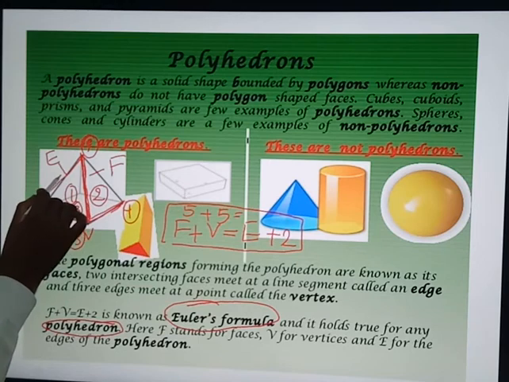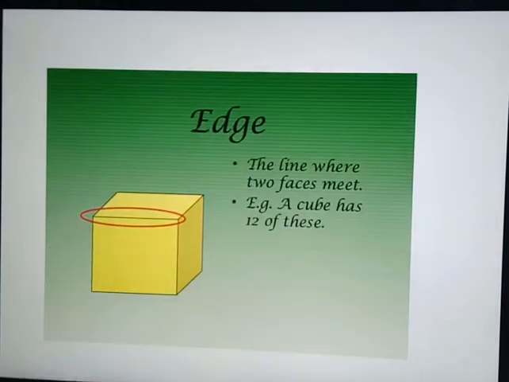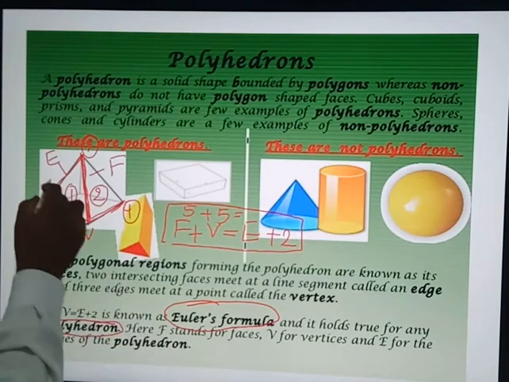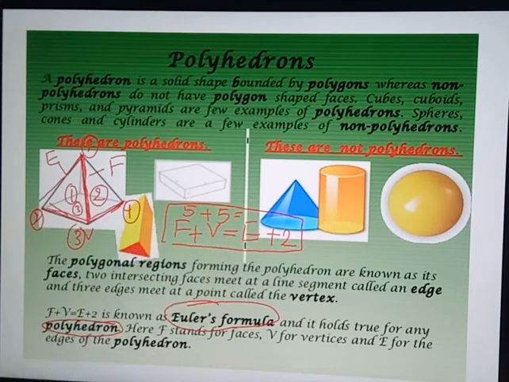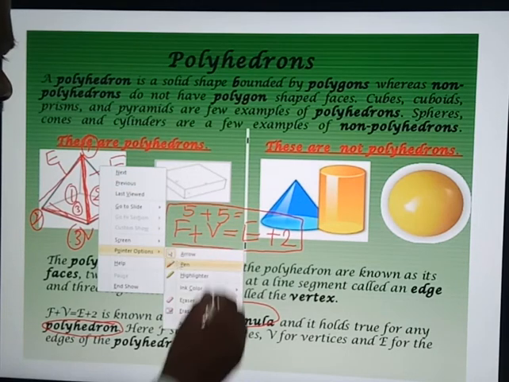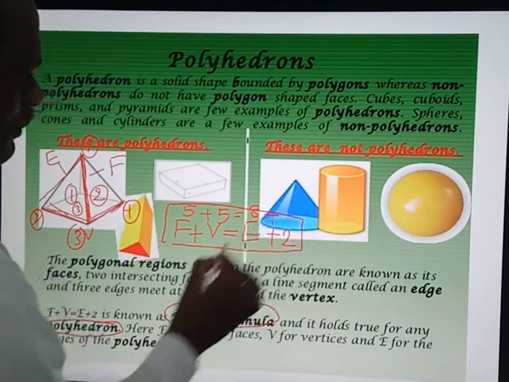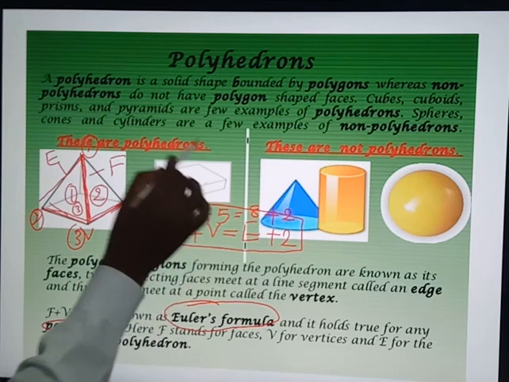Count the number of edges here. Edges on the side wise, 1, 2. How many? So look at this, 1, 2, 3, 4, 5, 6, 7, 8. So you can write 8 edges there. Then add 2 to this now. Observe that: 5 plus 5, 10. 8 plus 2 is also 10. So this is satisfied by any solid.